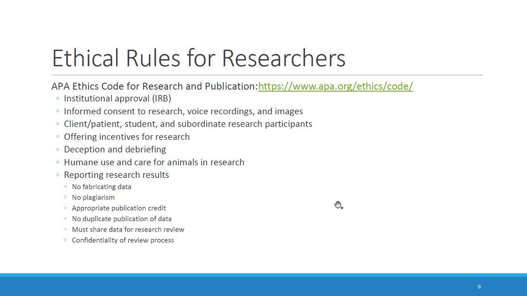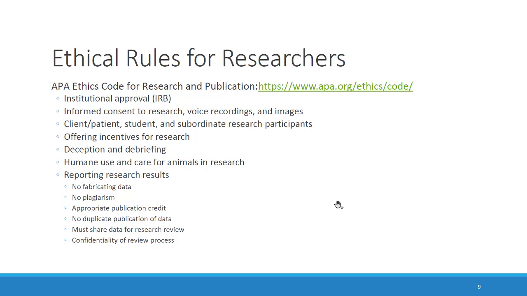No duplicate publication of data. That means if I conduct a study and I publish a paper on it, then I can't go and publish that paper or that study again in another paper. It has to be a different study. You can use the data again, but you can't pass it off as a new study if it's the same study.